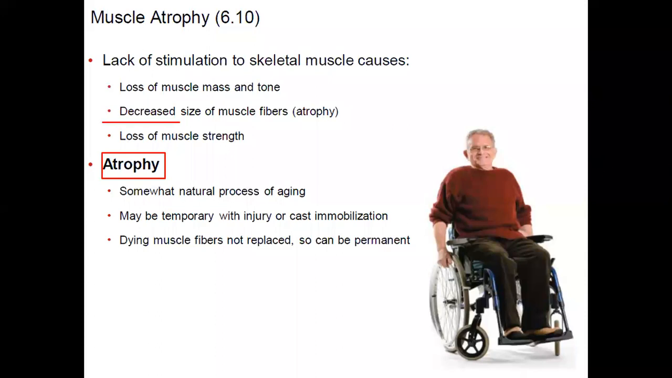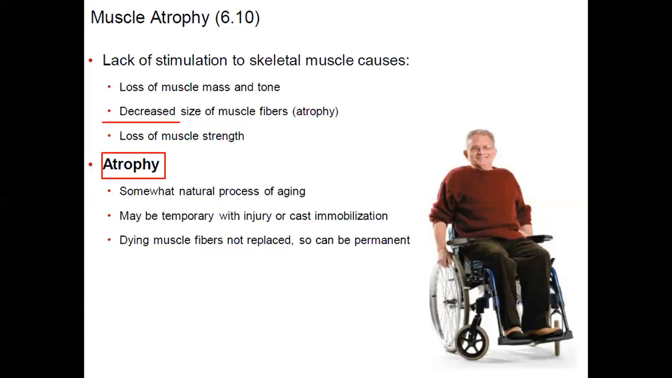When a muscle atrophies, it decreases the size of muscle fibers. You can lose muscle strength. Atrophy is basically a natural process of aging, but it can also happen as a result of inactivity. So if you go to the gym or exercise for a period of time and you hypertrophy muscles, and then you stop exercising, you stop weightlifting, what's going to happen? If you don't use it, you lose it. So muscles will atrophy. It may be temporary, or it could be a result of injury or immobilization.